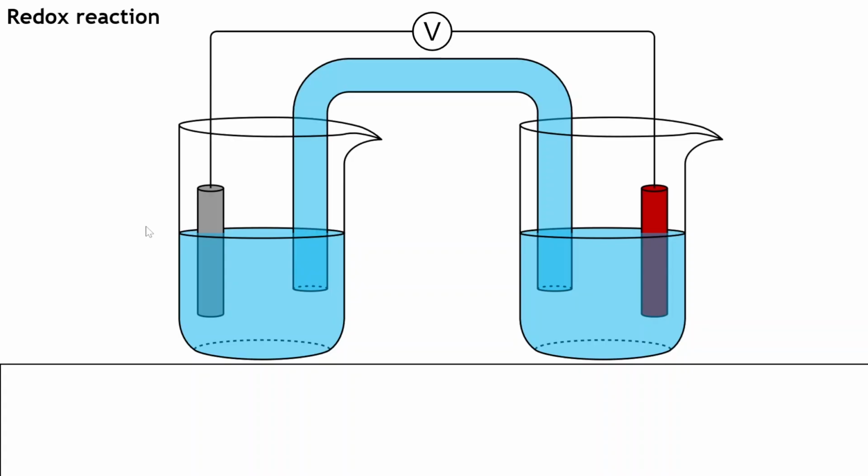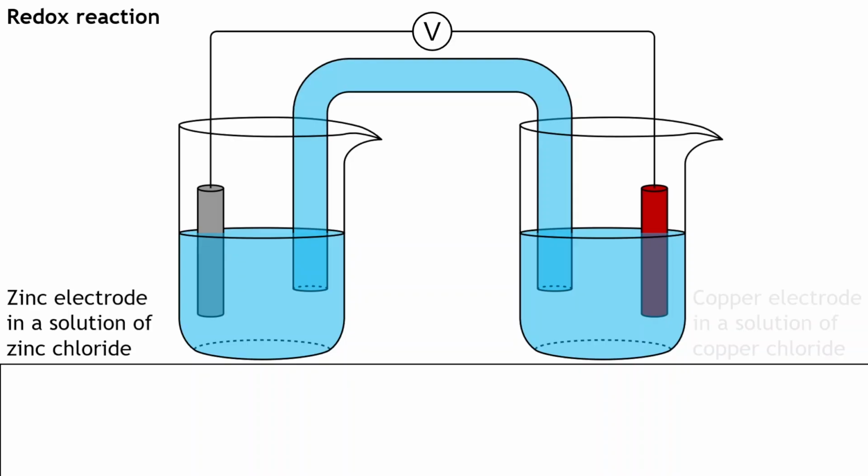Let's review the parts. On the left, we have a rod made of zinc which functions as an electrode. It is partially submerged in a solution of zinc chloride. On the right, a copper electrode is submerged in a solution of copper chloride.